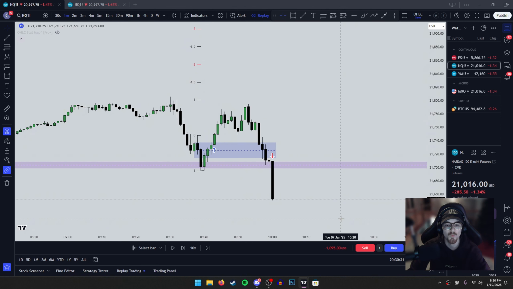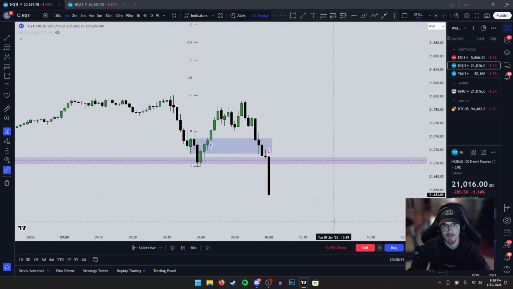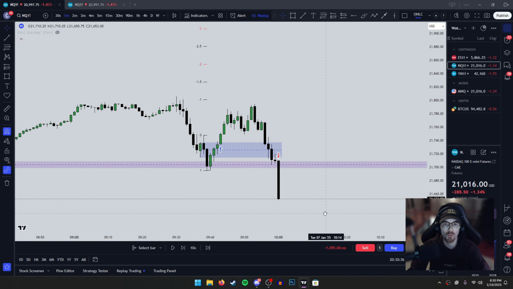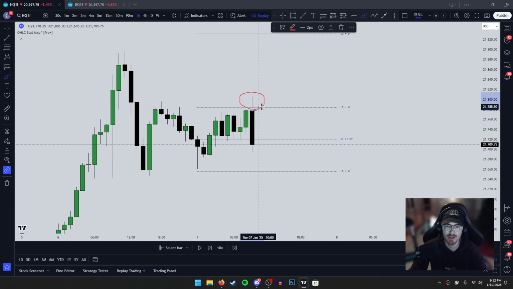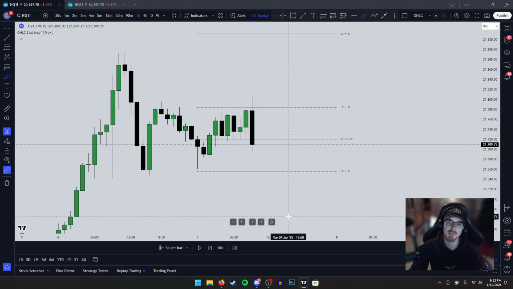Oh, wrecked. Why? Because we had the wrong bias. Our draw on liquidity was incorrect. Now let's look at an example of a correct daily bias. So using the stat map, we have a bearish manipulation level get hit. Therefore, we are bearish, so we should only look for bearish setups.